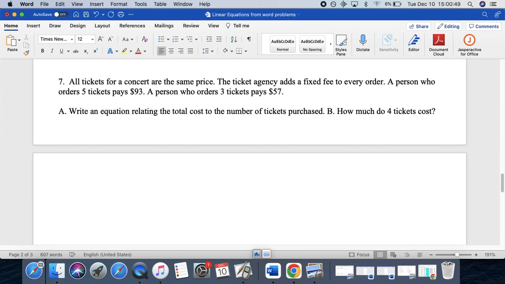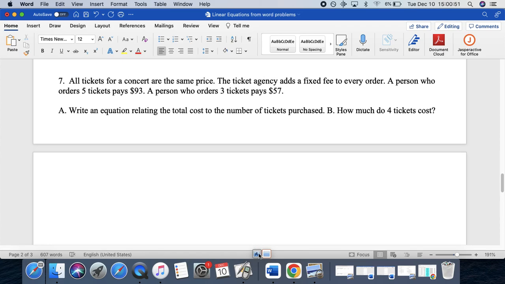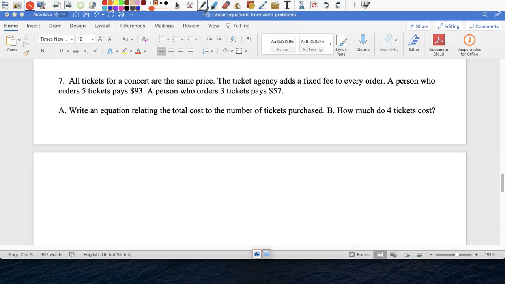All tickets to a concert are the same price. Okay, so that's telling us that we already have a rate of change that's constant. The ticket adds a fixed fee. A person who buys 5 tickets pays $5.93. So let's just create a table for this one. Here's my x and y. So if you put in 5, you come out with 93. If you put in 3, you come out with 57.